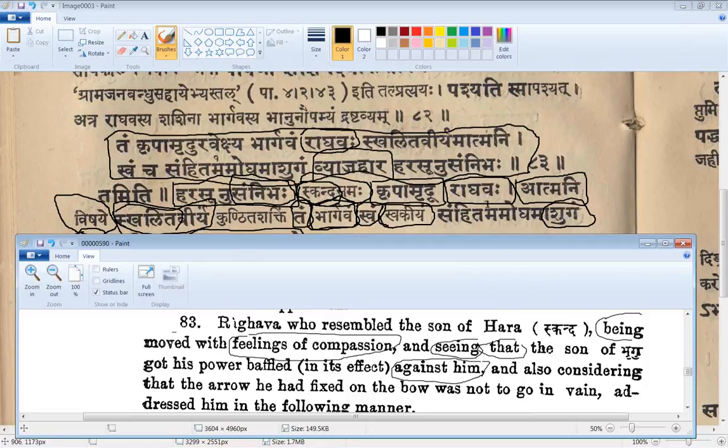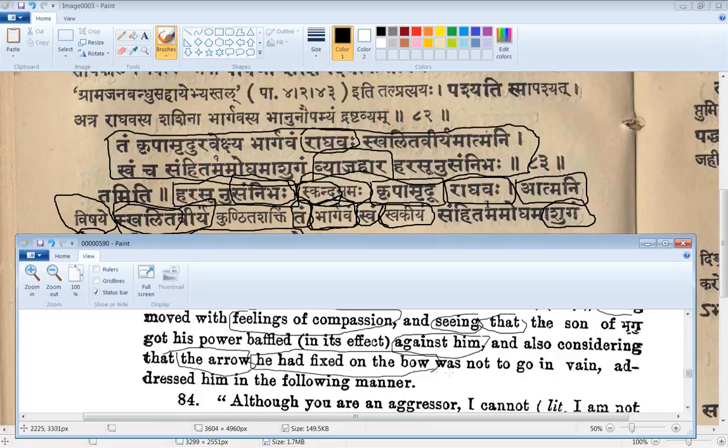And is this cha coming down here? This cha. And also is cha. Considering again the same aveksha only. Considering that the arrow, what is the arrow? Ashugam. That he had fixed on the bow. Samhitam. Was not to go in vain. That is Amogham. Samhitam. So that's Amogham. Well, not to go in vain is Amogham. And then addressed is Vyajahara. So this verb is understood.